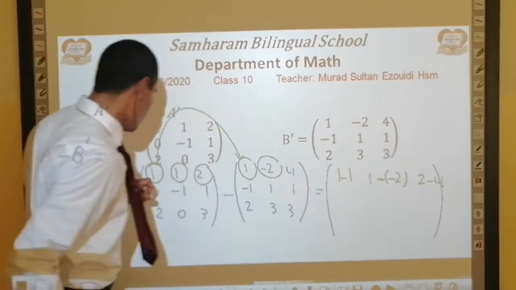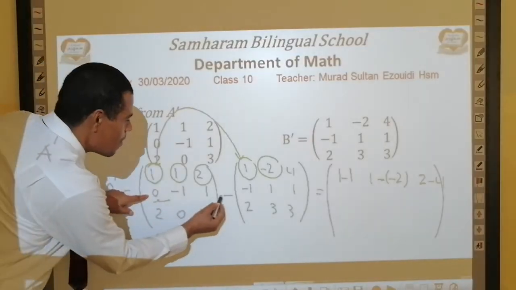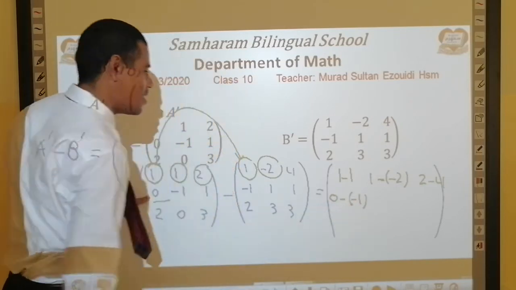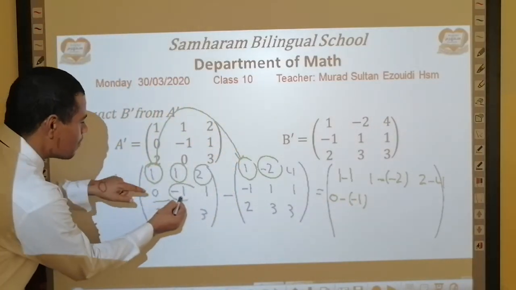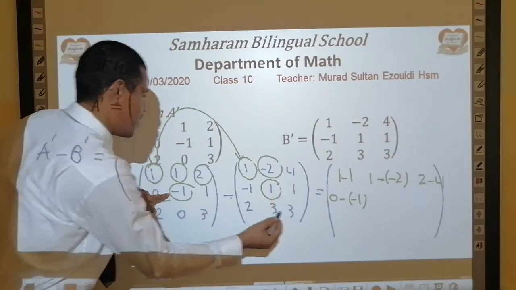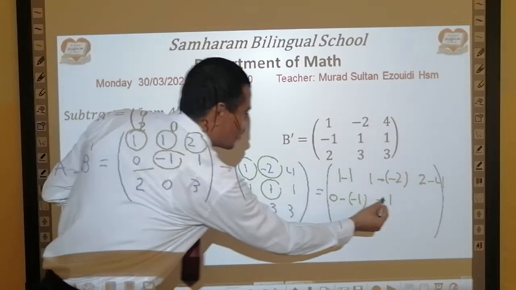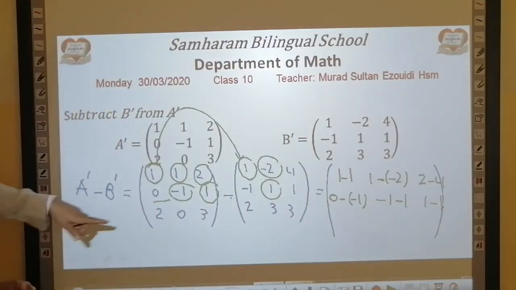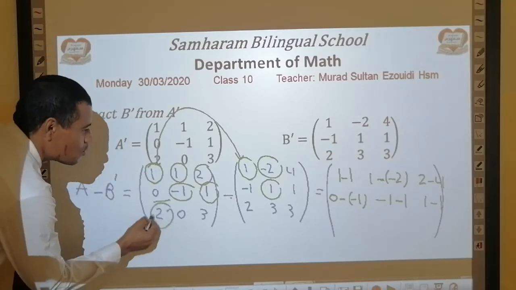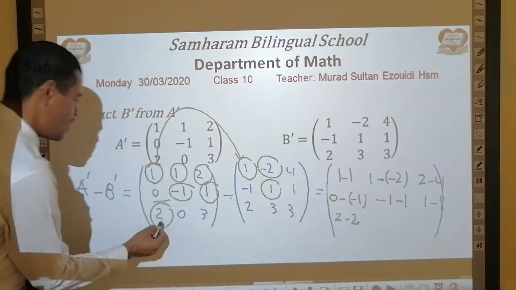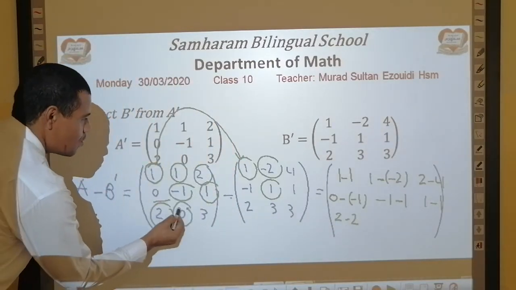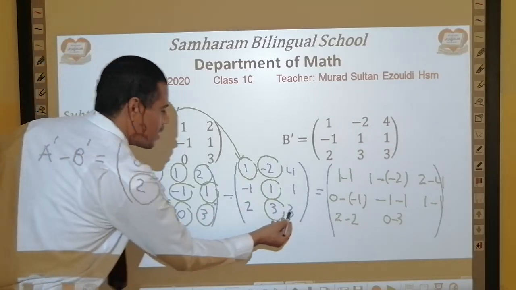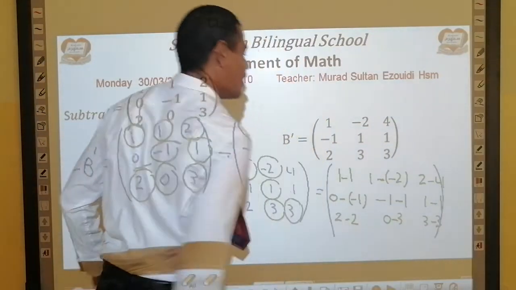Then we move to the second row, first column. This is what, my kids? 0 minus minus 1. I will put negative 1 into parentheses. Then minus 1 minus minus 1. Then 1 minus 1. The next, the third row, first column: 2 minus 2. I will write as it is. Then the third row, second column: 0 minus 3. And the last one, 3 minus 3, my kids.